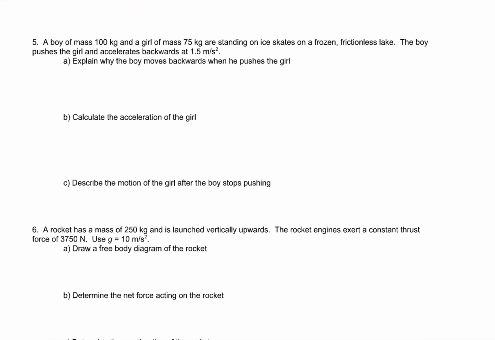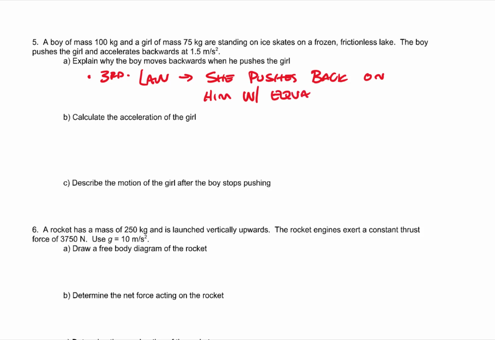All right, number 5. So we have this boy of mass 100 kilograms and a girl of mass 75 kilograms, and they stand next to each other. He pushes the girl, and he accelerates backwards at 1.5 meters per second squared. Why does he move backwards? This is a third law question. The girl pushes back on him with equal and opposite force. That force makes him accelerate backwards.